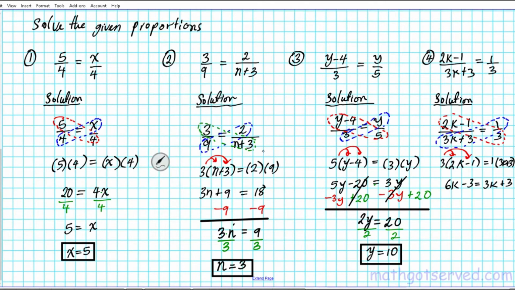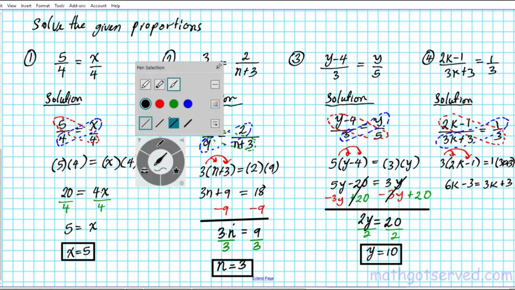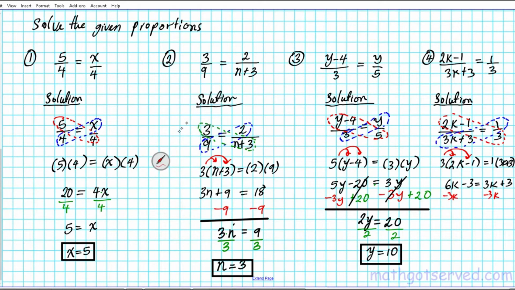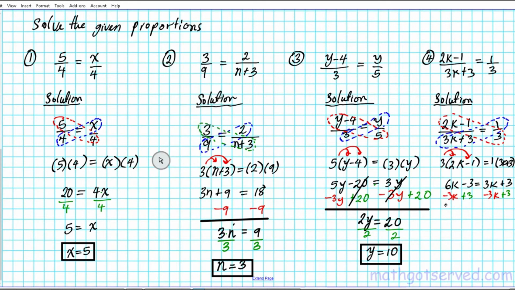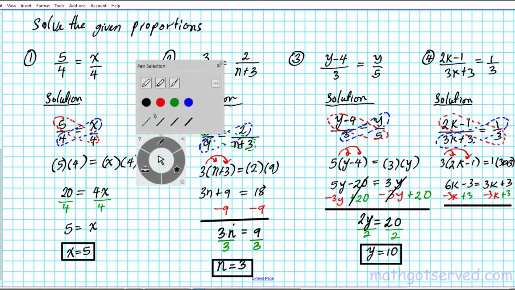So what we're going to do next is collect all the terms with k to one side, and then all the numbers on the other side. Let's move the k's to the left side so that it's positive. We're going to subtract 3k from both sides of the equation. And then to get this 3 to the right side, we have minus 3 on the left. So to move this minus 3 to the right, we're going to just add 3 to both sides of the equation. What this accomplishes is that it places all the variables on the left side and all the constants on the right. So let's go ahead and do that.